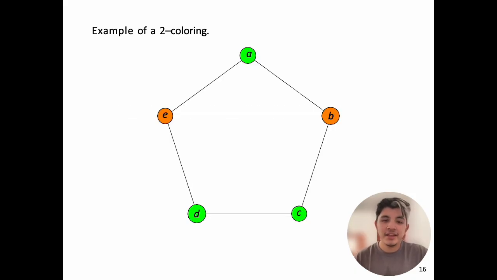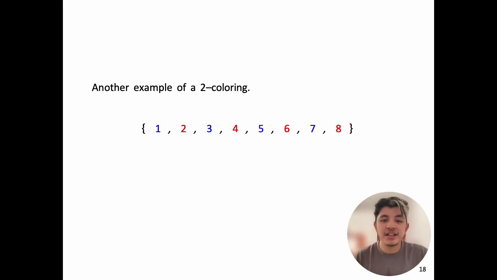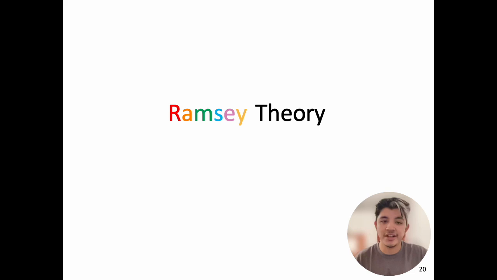A k-coloring is a coloring that uses exactly k colors. This is an example of a 2-coloring, and this is an example of a 5-coloring because we are using exactly 5 colors. And this is another example of a 2-coloring, and this is another last example of a 2-coloring.